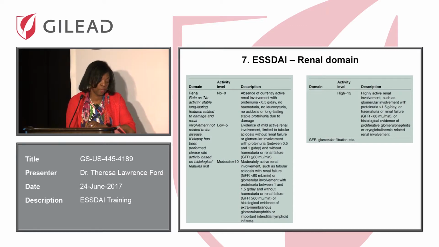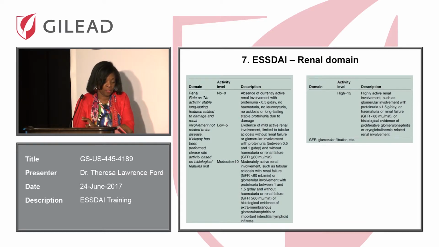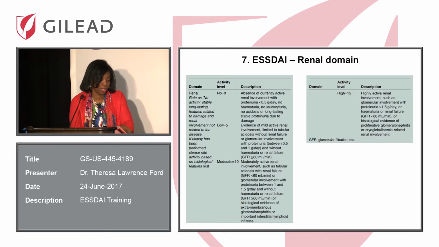important interstitial lymphoid infiltrate, and a high would be highly active renal involvement, such as glomerular with proteinuria more than 1.5 grams a day, or red cells in the urine, or renal failure less than 60, or histological features of proliferative GN, or cryoglobulinemia related renal involvement. And obviously this will be one that you'll want to look at your notes and compare.